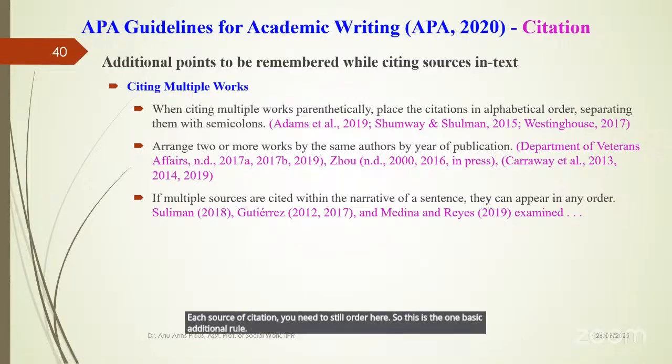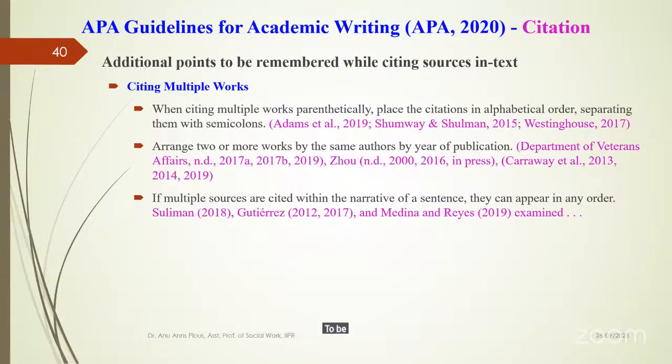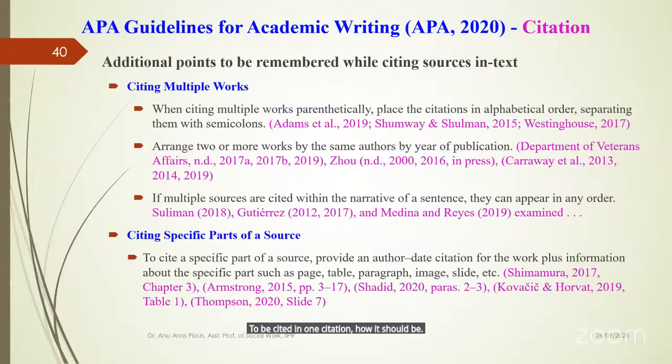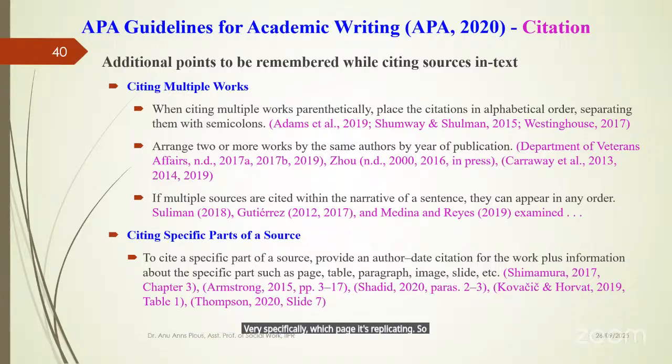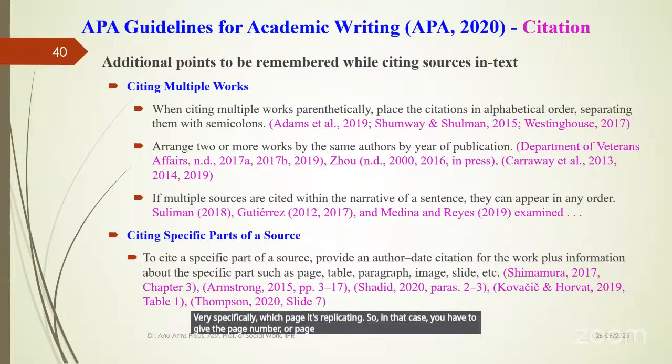Similar way, there are a number of additional rules. You need to explore all those things. These are the conditions, 1, 2, 3 conditions I have given here when you have multiple works to be cited in one citation, how it should be. Then citing specific parts of source. Sometimes you have to give specific parts. For example, if you're giving a quotation, then you have to give very specifically which page it's replicating. So in that case, you have to give the page number or page numbers or paragraph numbers, or sometimes table number, slide number. All those things need to be additionally given. Then there is a specific format for that thing.